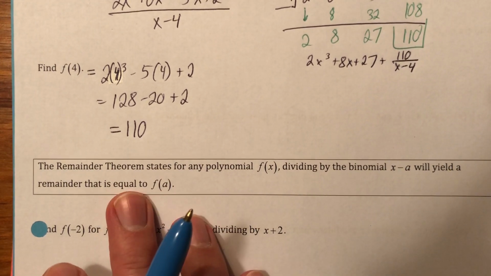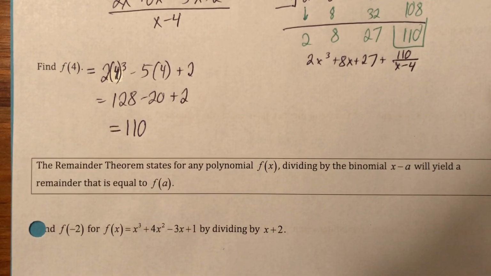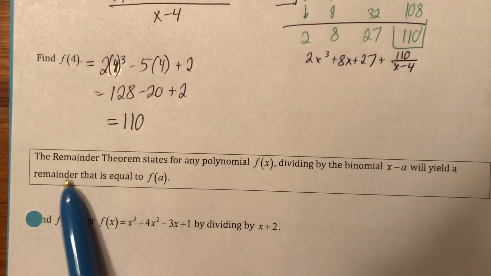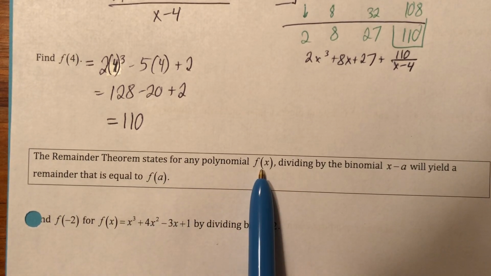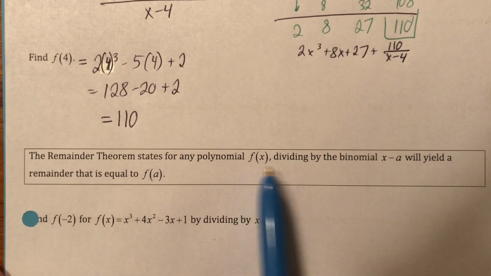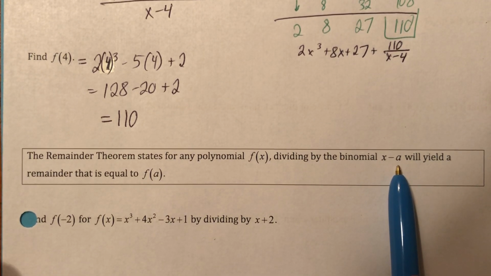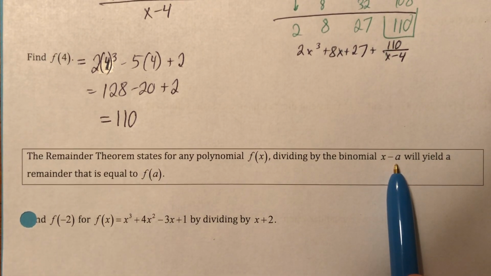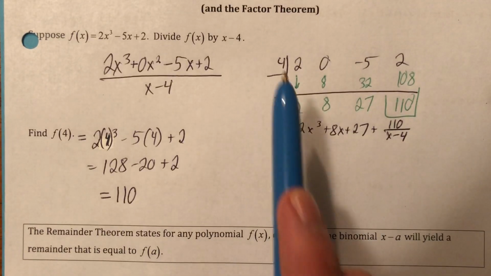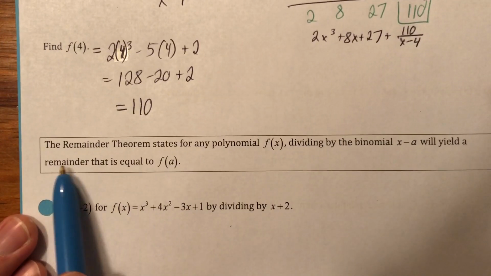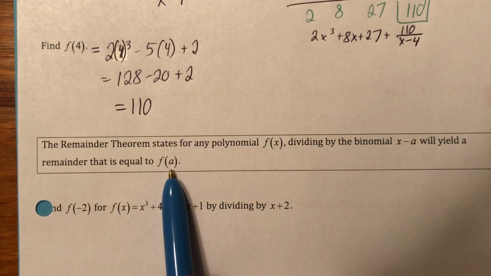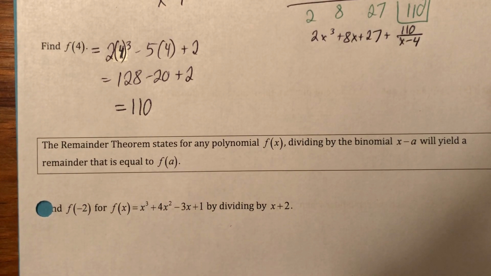So the remainder theorem is something that we had to prove to be true, but someone proved it years ago. Remainder theorem states that for any polynomial, whatever it is, we call it f, dividing by that binomial, x minus a, let's pause right here. Well, if I have x minus a, what would I use for division? Positive a, right? Will yield a remainder that's equal to whatever I got when I plugged a in. So we're just going to take that idea and run with it. And this is really going to be polynomial division all over again with synthetic. I mean, that's it. That's what we're doing.